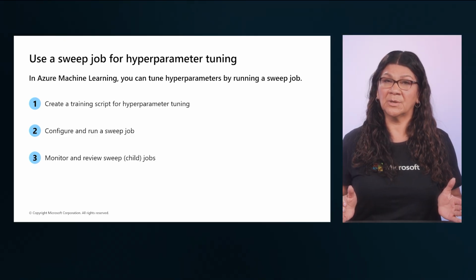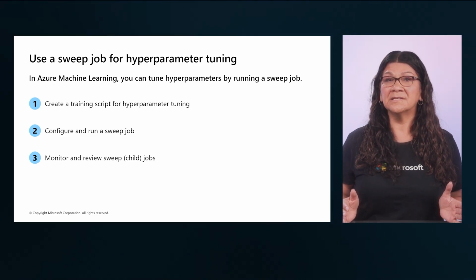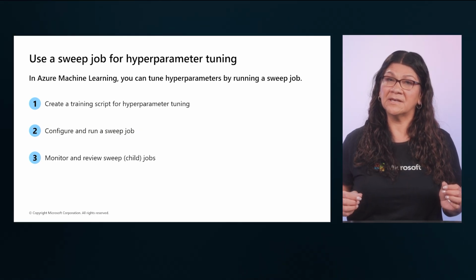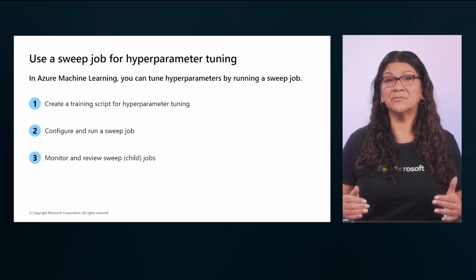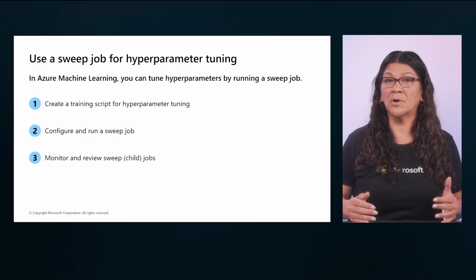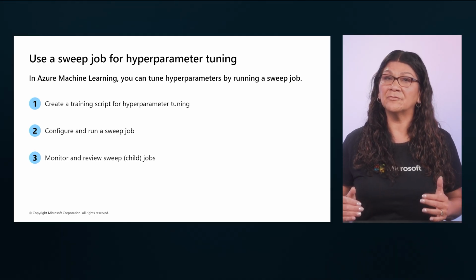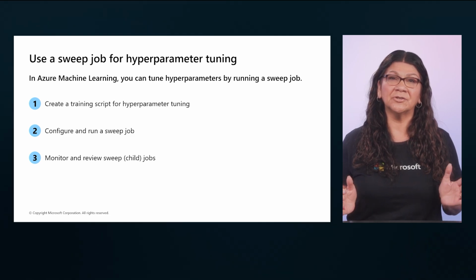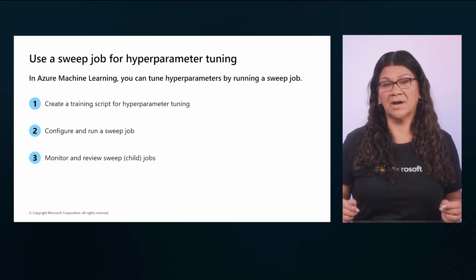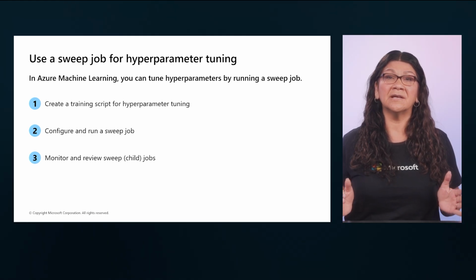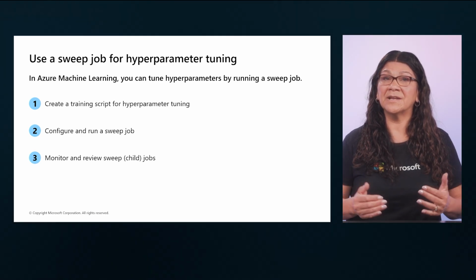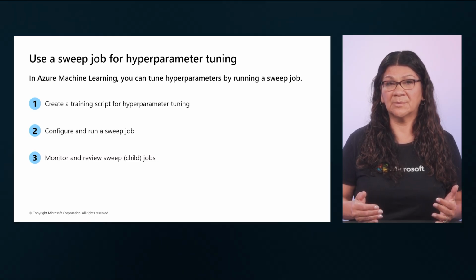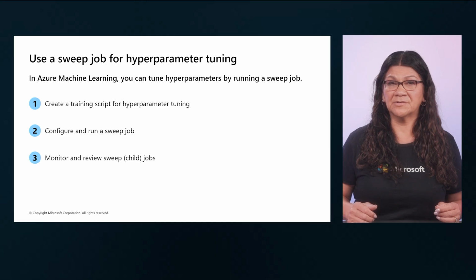Create a training script for hyperparameter tuning similar to any training script, but with two key additions: an argument for each hyperparameter you want to vary, and an MLflow logging for the target performance metric, so Azure ML can evaluate every trial. Configure and run a sweep job next by defining a base command job that points to the training script and specifies the parameter space.